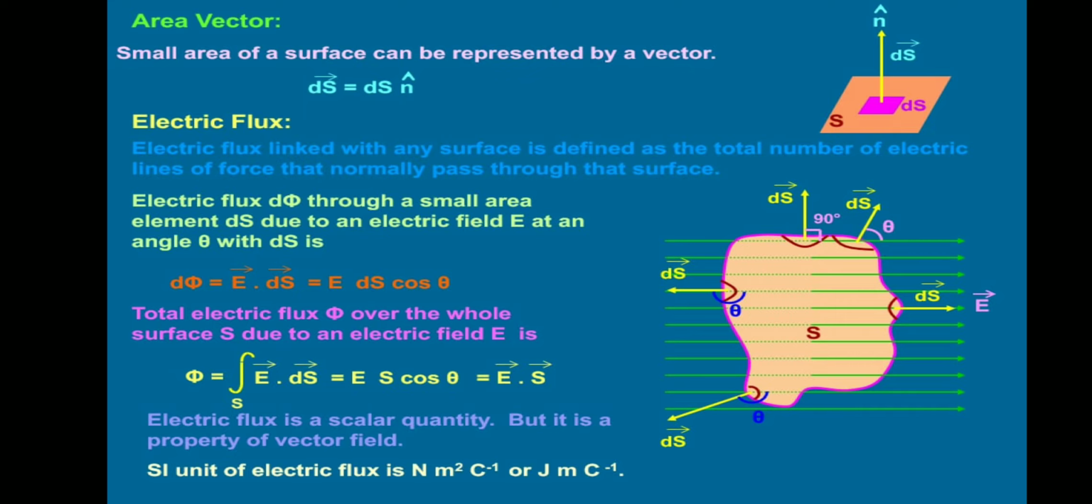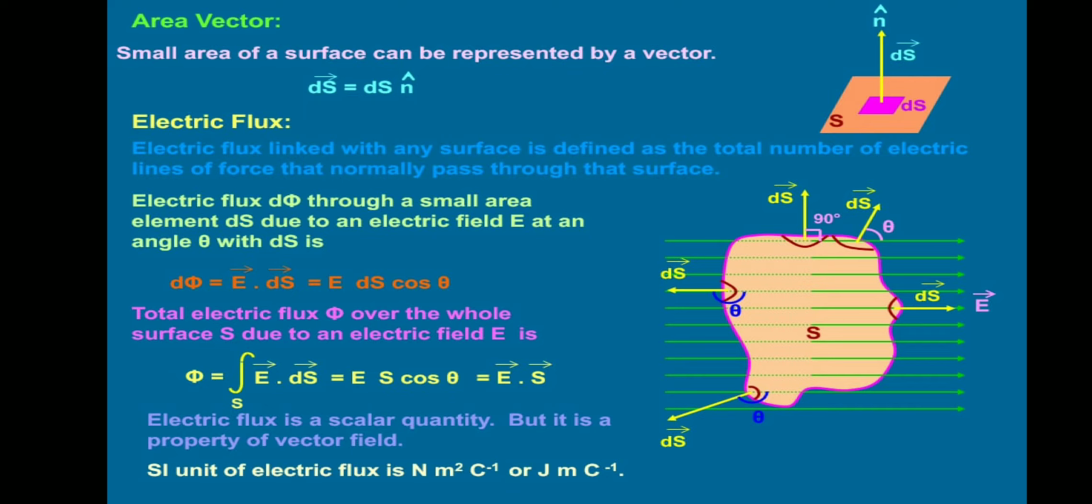Now comes the term electric flux. Let's discuss in detail and try to express it mathematically. First of all, what is electric flux? Electric flux is simply the number of electric field lines crossing through a given surface. That is, electric flux linked with any surface is defined as the total number of electric field lines that normally pass through a given surface.